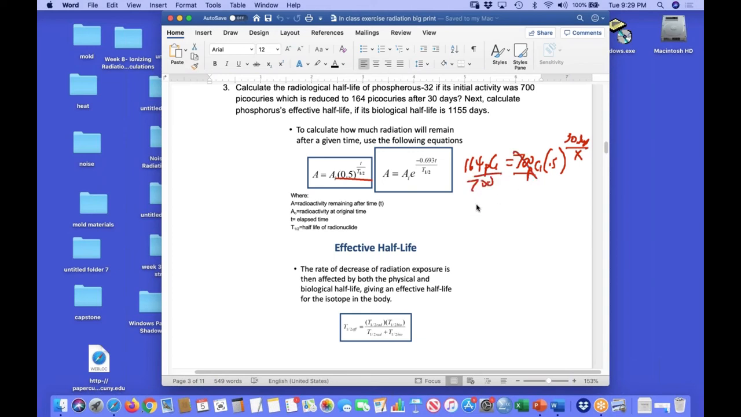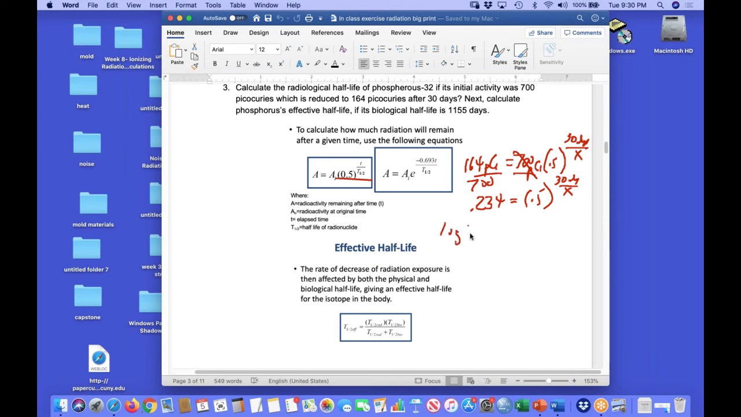Somebody want to tell me what 164 divided by 700 is? 0.234, right, and that's unitless because the picocuries are gone, and it is equal to 0.5 to the 30, and that's days, over the value that we want for half-life. So now how are we going to solve that?